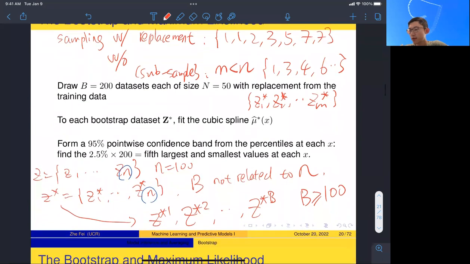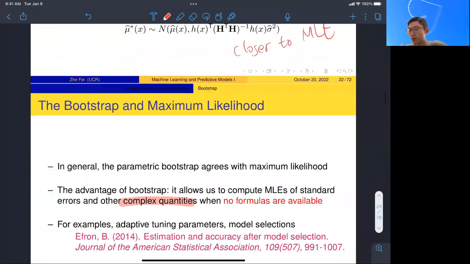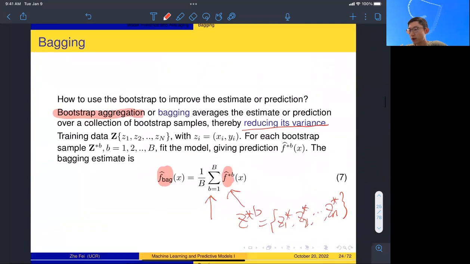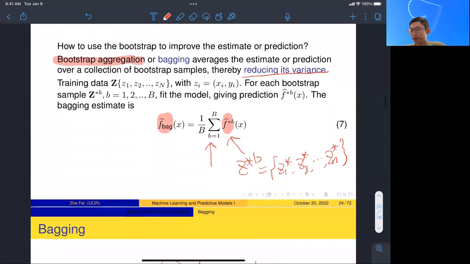And for without replacement, people call this something like sub-bagging, so it's based on subsampling without replacement.